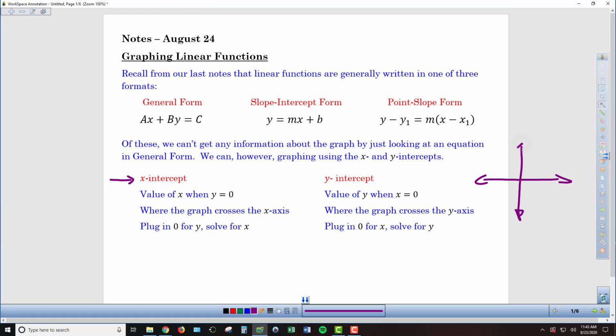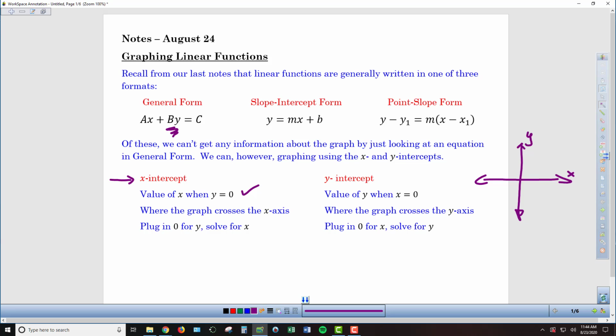x-axis, we draw a little coordinate plane for ourselves, here's the x, and here's the y. If we're on the x-axis, that means we haven't moved up or down. We've moved left and right, but we haven't moved up or down, so that means the value of y is 0. So what we're going to do then is we're going to plug in 0 in place of y in the equation. That will cause that piece of the equation to disappear, and then we can solve for x. We can figure out where the graph crosses through the x-axis.